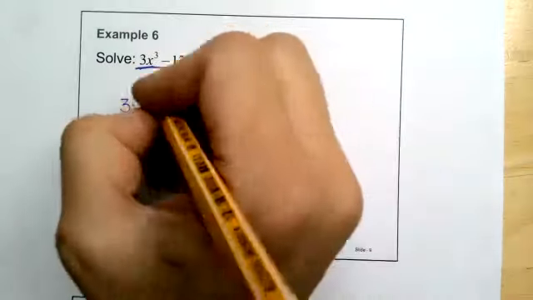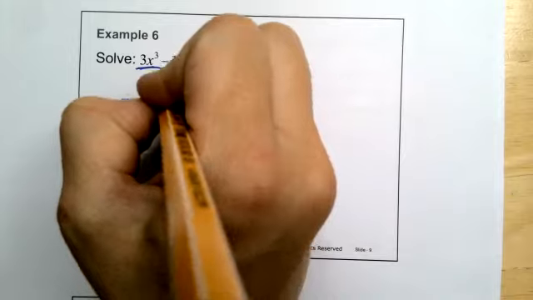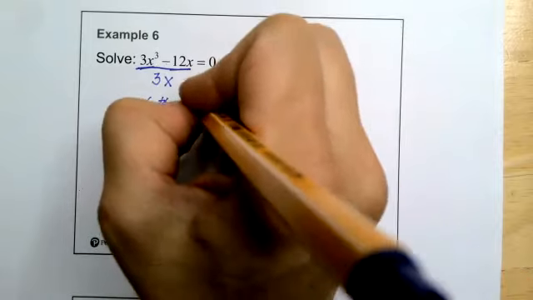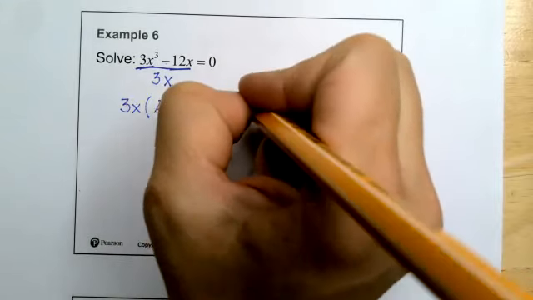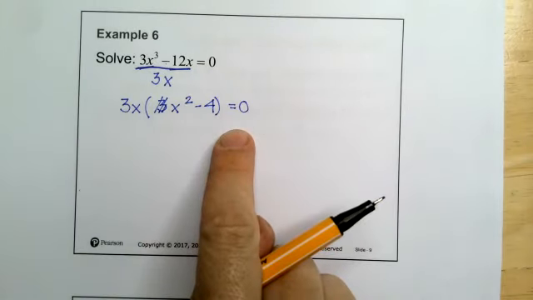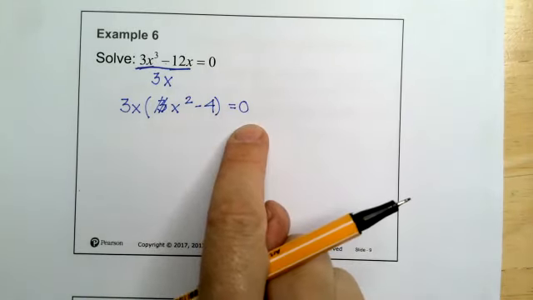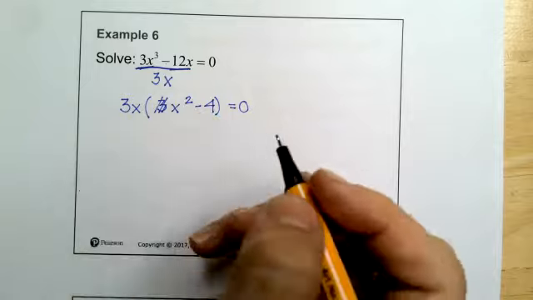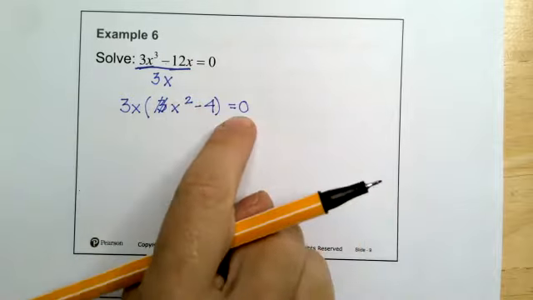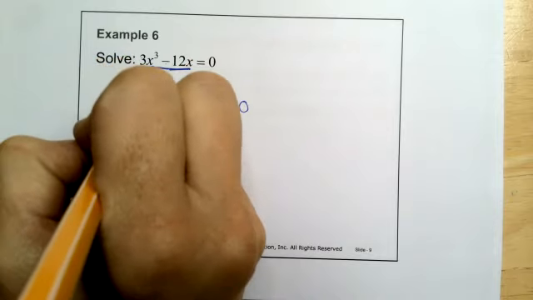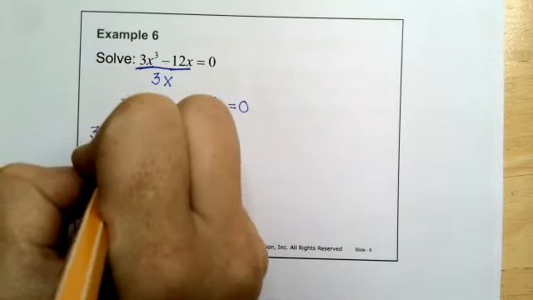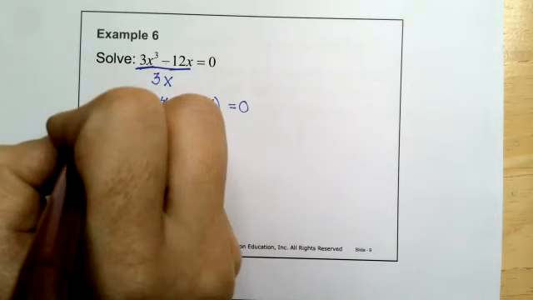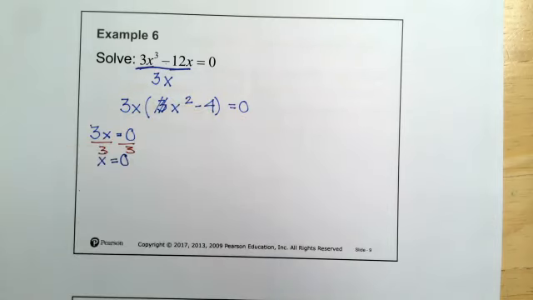3x cubed divided by 3x is not a 3, it's just x squared, right? Negative 12x divided by 3x is a negative 4. If that's equal to 0, this is also equal to 0. Good. So it's a perfectly legitimate way to factor. We have 3x and x squared minus 4. They're both multiples that equal 0. So that means we can say 3x is 0, which just means x is 0, because if you divide both sides by 3, you get rid of the 3 on this side, and 0 divided by 3 is just 0.